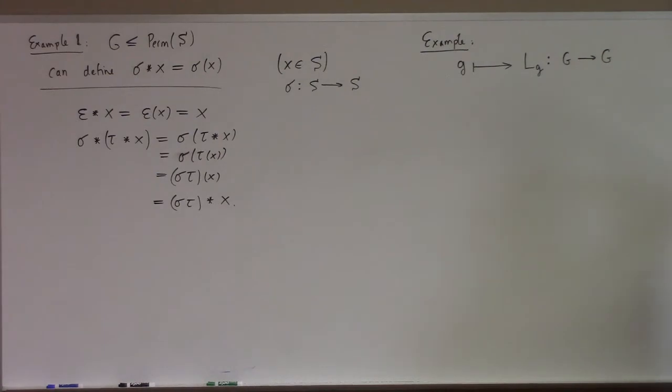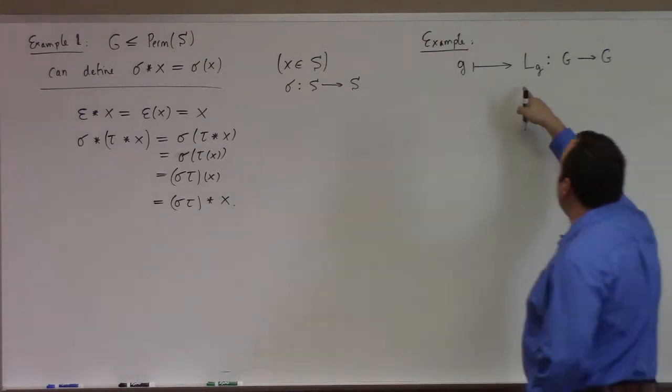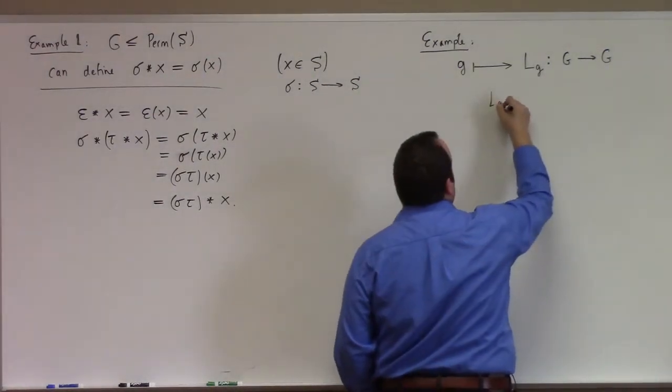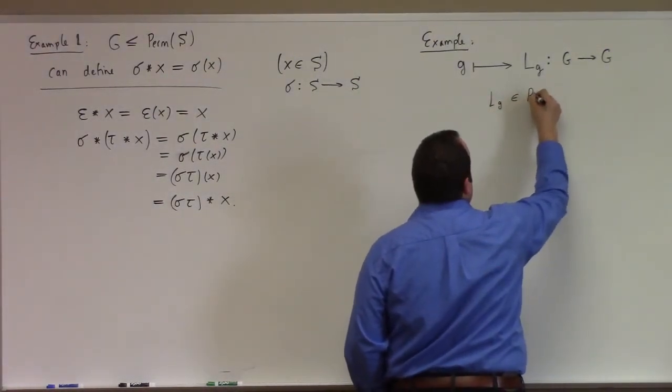I don't think, wait a minute, you're right. There's something in here that goes haywire. I'm forgetting what it is. Okay, anyway, I'm getting off track. So my point here is that L_G is an element of the permutations on G, right?